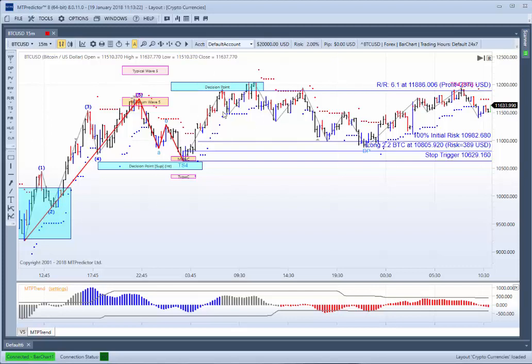So again, all our MTPredictor tools that you've seen in all the other videos over the years, exactly the same approach is being applied with Bitcoin. This is Bitcoin against the US dollar.